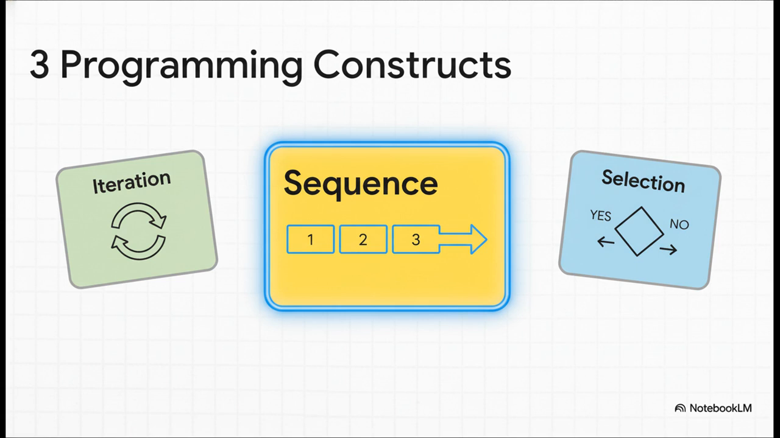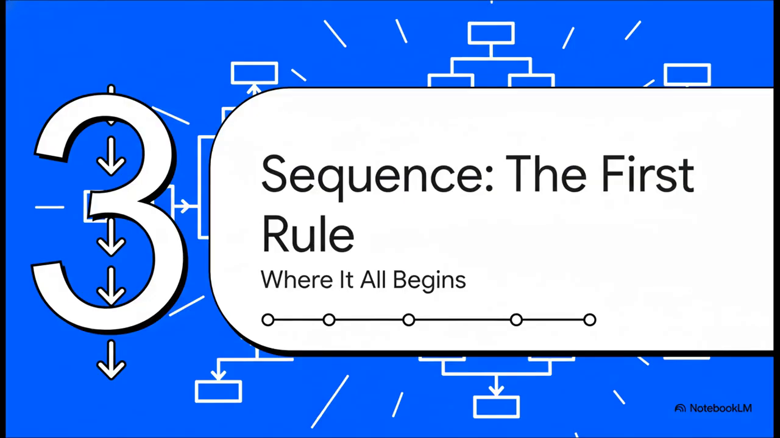Think of sequence as the default, the straight road. Selection is all about making choices, like an if this, then that situation. And iteration is about repeating things, like loops. In this explainer, we're zooming right in on that first, most fundamental building block, sequence. All right, let's really dig in.